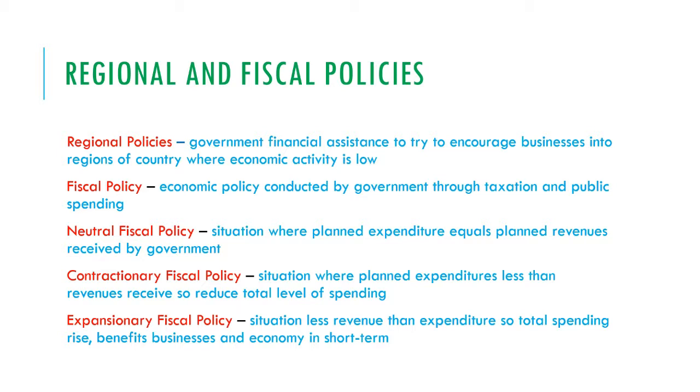Now, there are different forms. You have three different forms of fiscal policy. You have a neutral fiscal policy, which is a situation where the planned expenditure will equal the planned revenues received by the government.